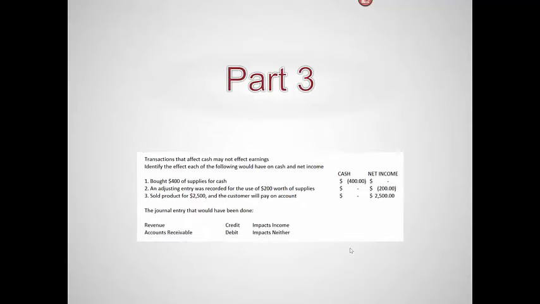Number 3. We sold a product for $2,500 and the customer will pay us later. They're going to pay us on account. So we've not received any cash. We've actually increased our accounts receivable. So we'll debit accounts receivable and we'll credit revenue. The accounts receivable goes on the balance sheet, so it's not affecting cash and it's not affecting the income statement. Revenue is affecting the income statement. Therefore, the only thing that we would show here as affecting either one of these is the revenue, because it will increase our net income.